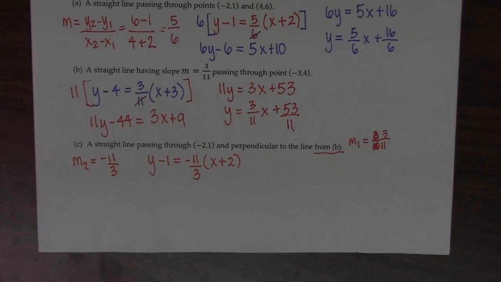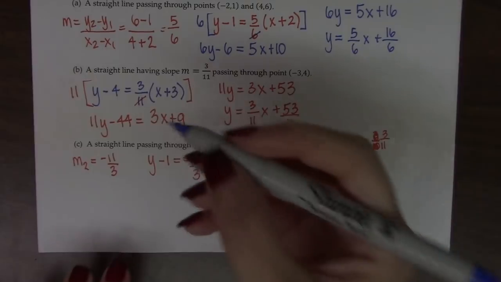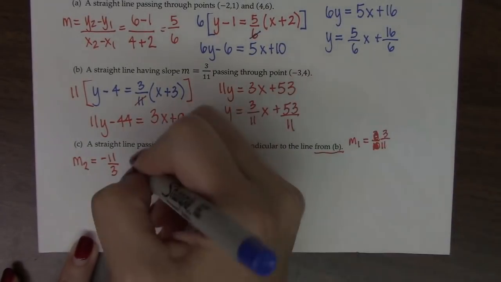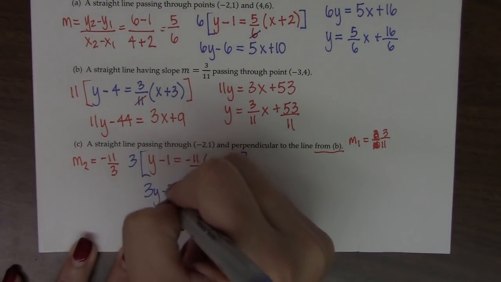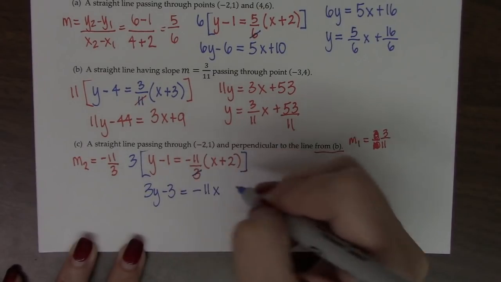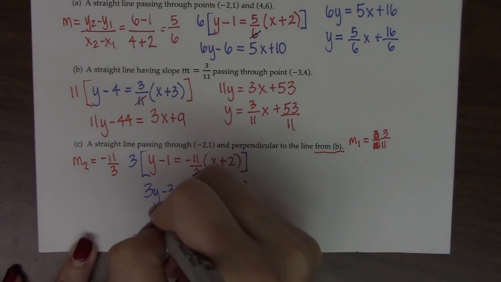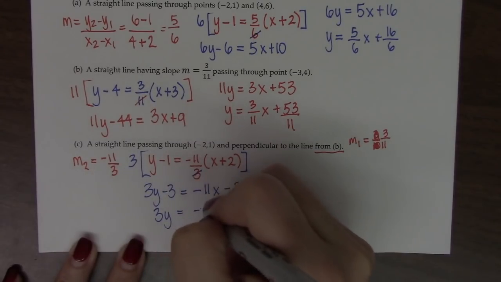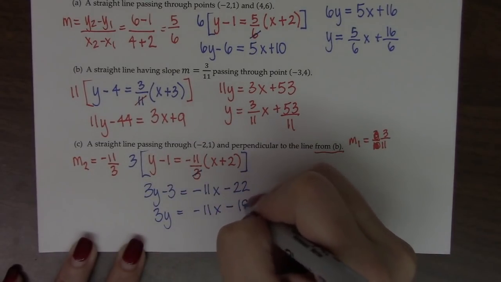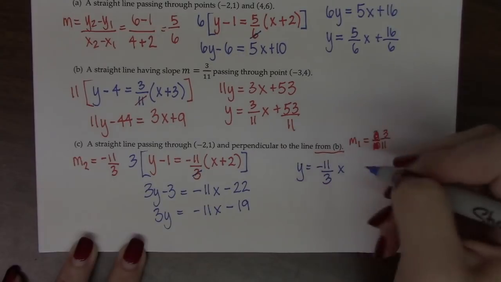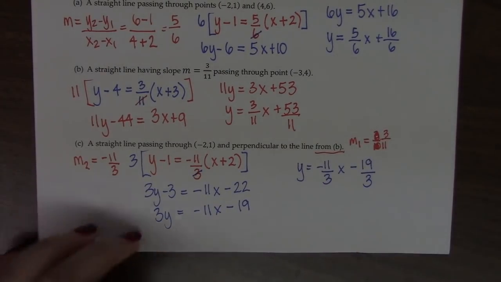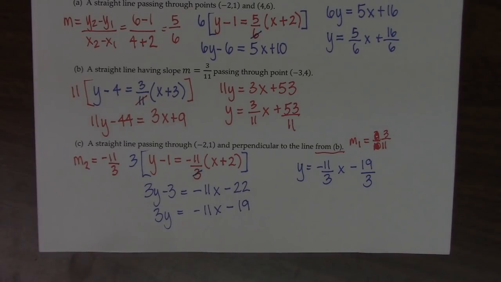Once again, if I want to take this all the way to slope-intercept form, my denominator is now 3, so that's going to cancel this 3. So now I'm going to distribute on the left and get 3y minus 3, -11x minus 22. I'm going to add 3 to both sides and get -19. And then now when I divide everything by 3, once again we can see the slope came back exactly the way it started, and now I have the line that was perpendicular to the first line but passing through the new point that they wanted us to get.